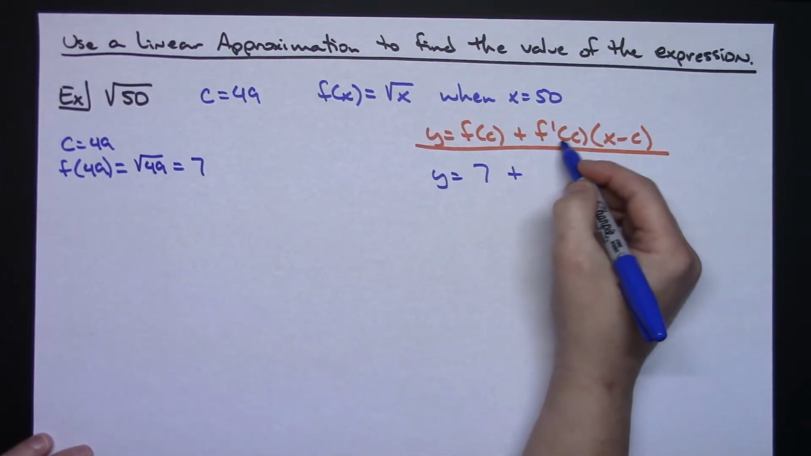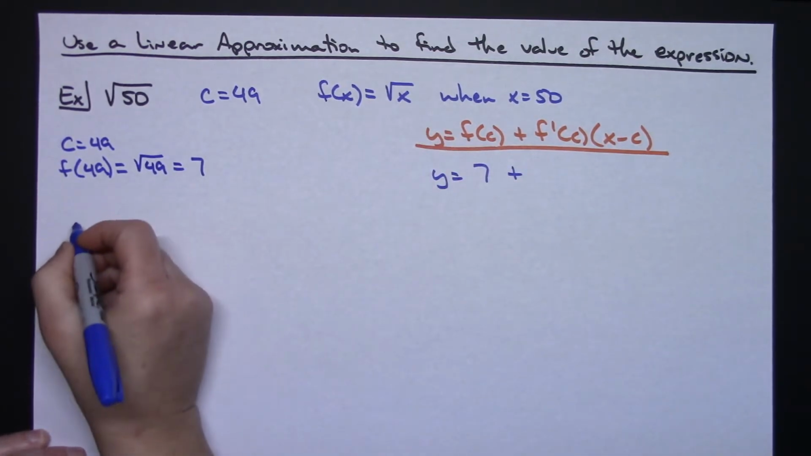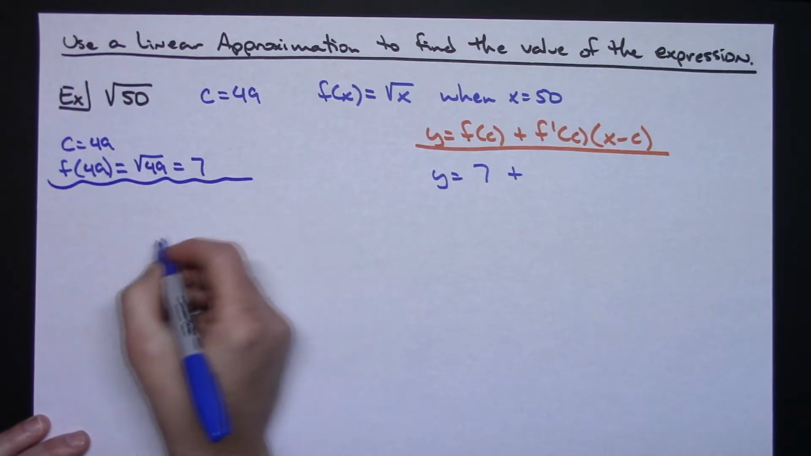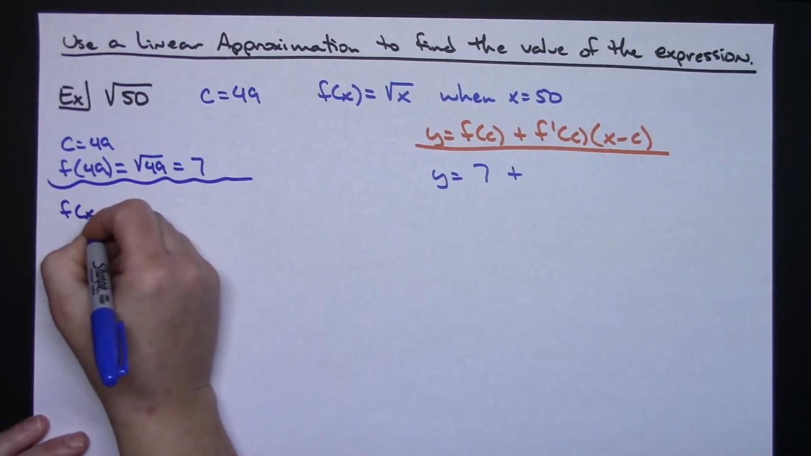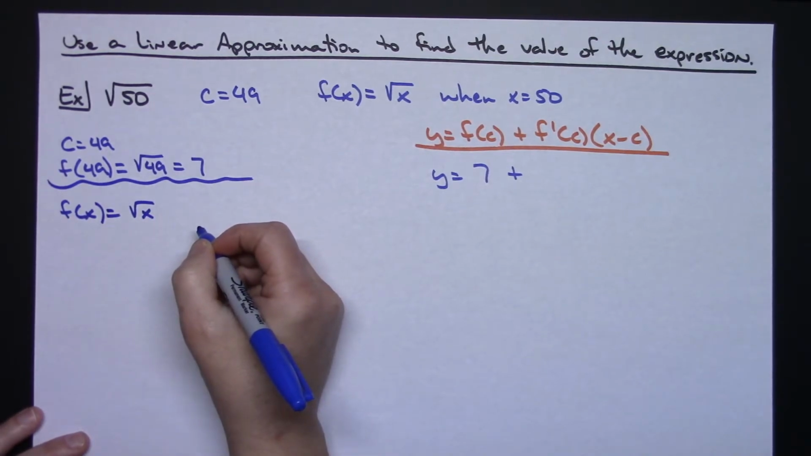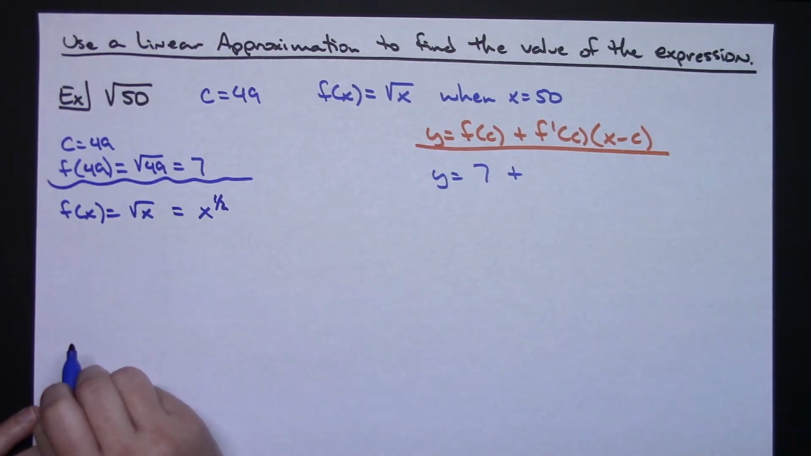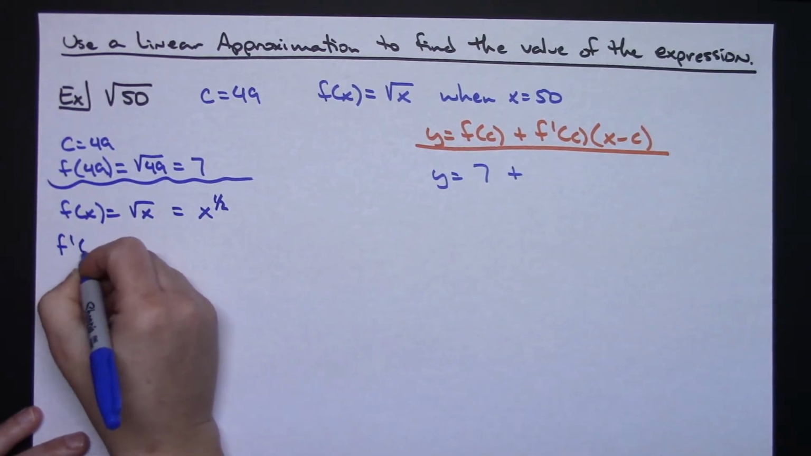Now I need the derivative at c, so I'm going to take my function and calculate the derivative. Let's try to be organized here. So f of x equals square root of x, which if I rewrite so that I can see that a little bit better, really is x to the 1/2 power. Let's go and calculate that derivative.